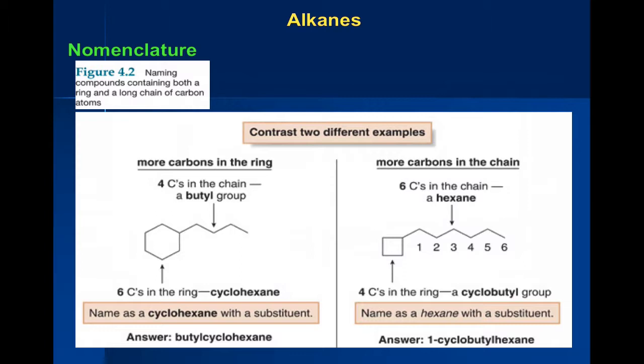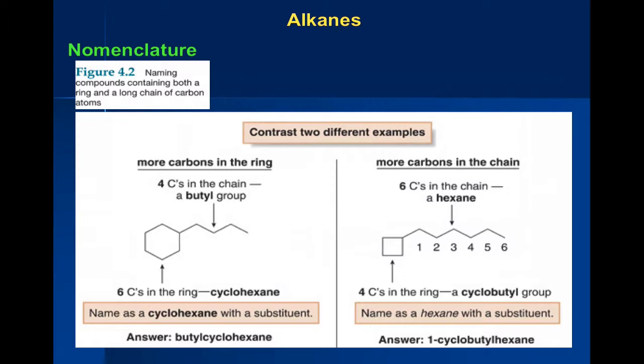However, the one on the right, you can clearly see the chain is longer than the ring. And so we're going to name this as the normal alkane or N-alkane with a cyclobutyl substituent on it. So this becomes our parent. This is what we would circle. This becomes the substituent at carbon number 1. Okay, so it is 1-cyclobutyl hexane. Because you took cyclobutane, you removed a hydrogen, and you had the alkyl group.